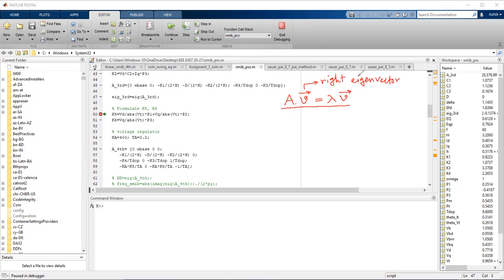Okay, right eigenvector, because its presence is on the right of A. Whereas the left eigenvector, denoted by W, appears on the left. And then this side remains as it is. So this is the left eigenvector.